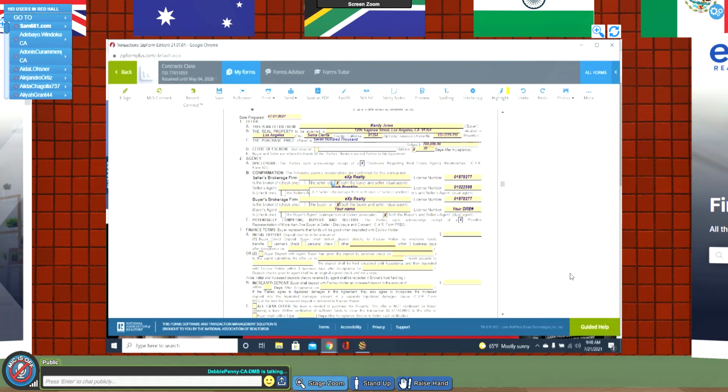Okay, so if you or another agent are with eXp, eXp appears in both of these lines for the brokerage firm names. And the box that's always going to be checked is both buyer and seller. Always. Okay, any questions on that?